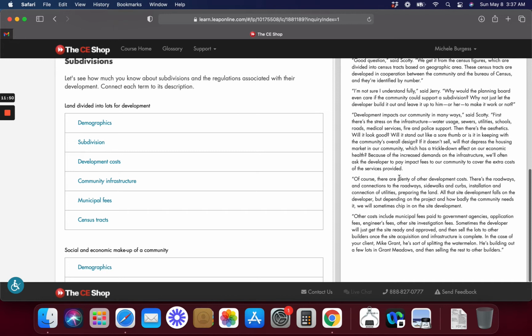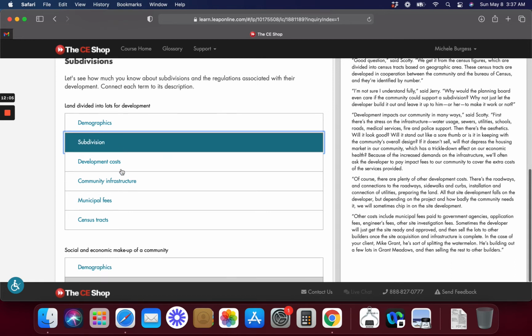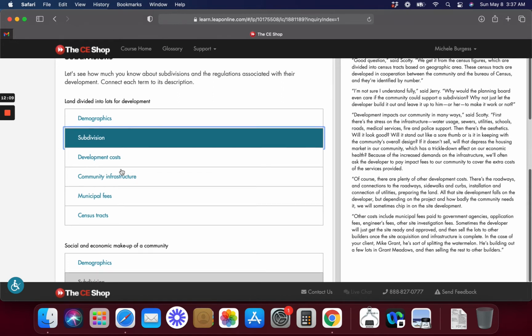Other costs include municipal fees, the government agencies, engineer fees. The developer will get the site ready and approved. All right, land divided into lots for development. I guess that's subdivision. Oh, okay. It says connect each term to description.